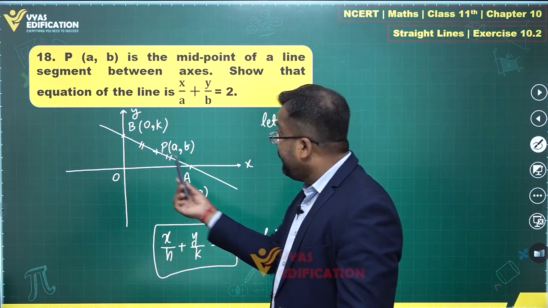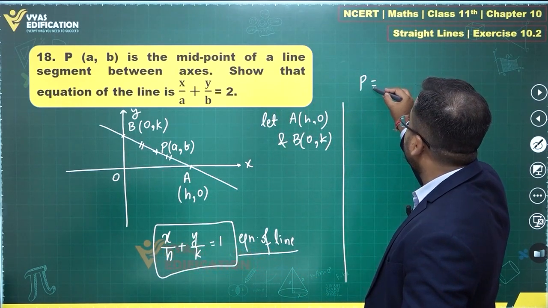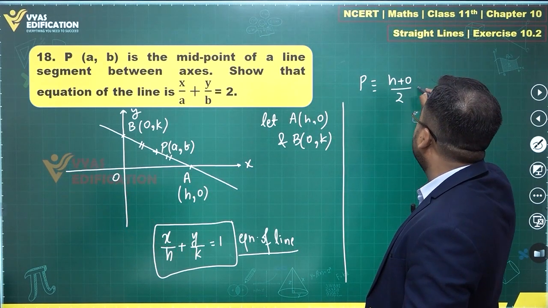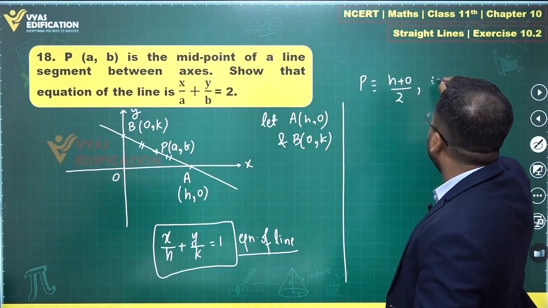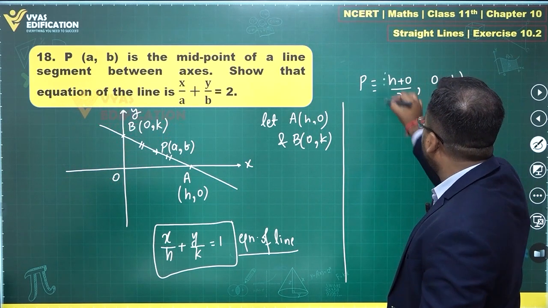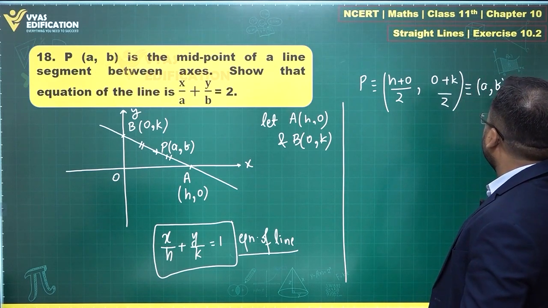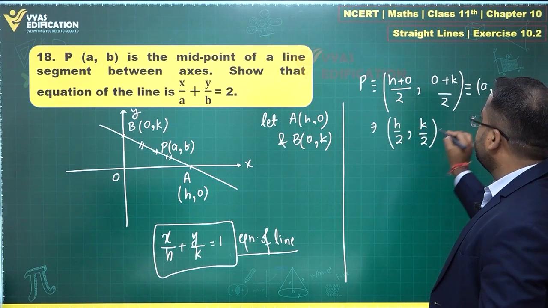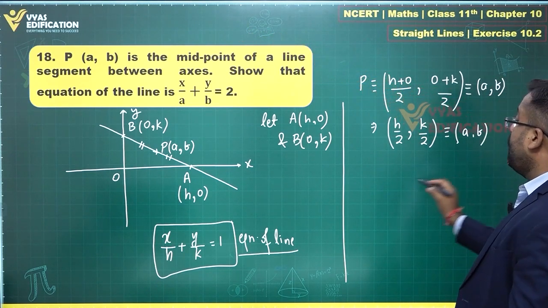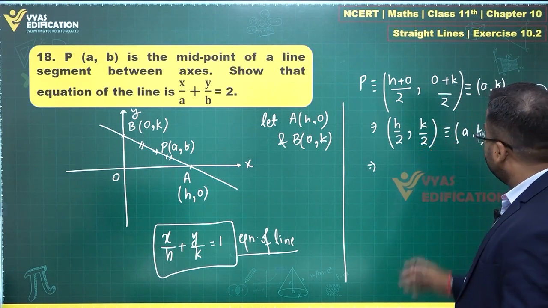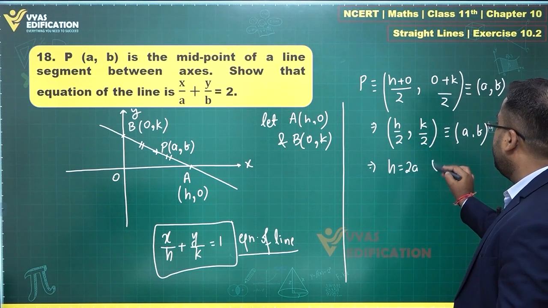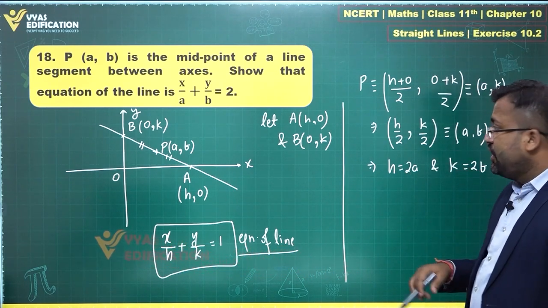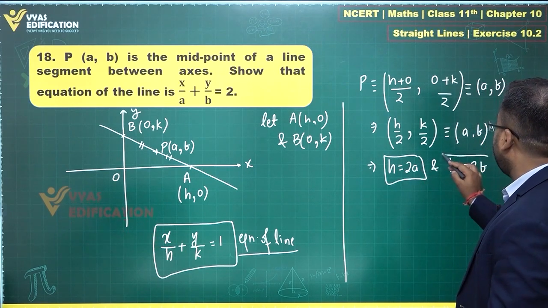The midpoint of AB is P. So the coordinates of P will be ((x1 + x2)/2, (y1 + y2)/2), which is ((h + 0)/2, (0 + k)/2). But these coordinates are given as (a, b). This tells me (h/2, k/2) is equivalent to (a, b), or you can say h/2 = a, so h = 2a, and k = 2b. This equals this, this equals this. So you get the value of h, you get the value of k.